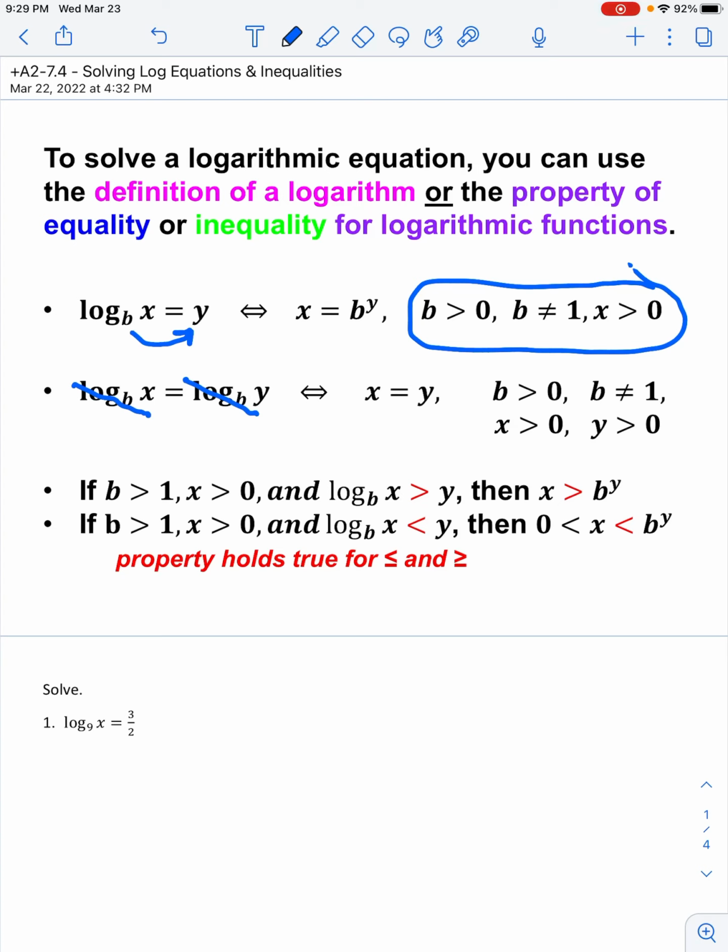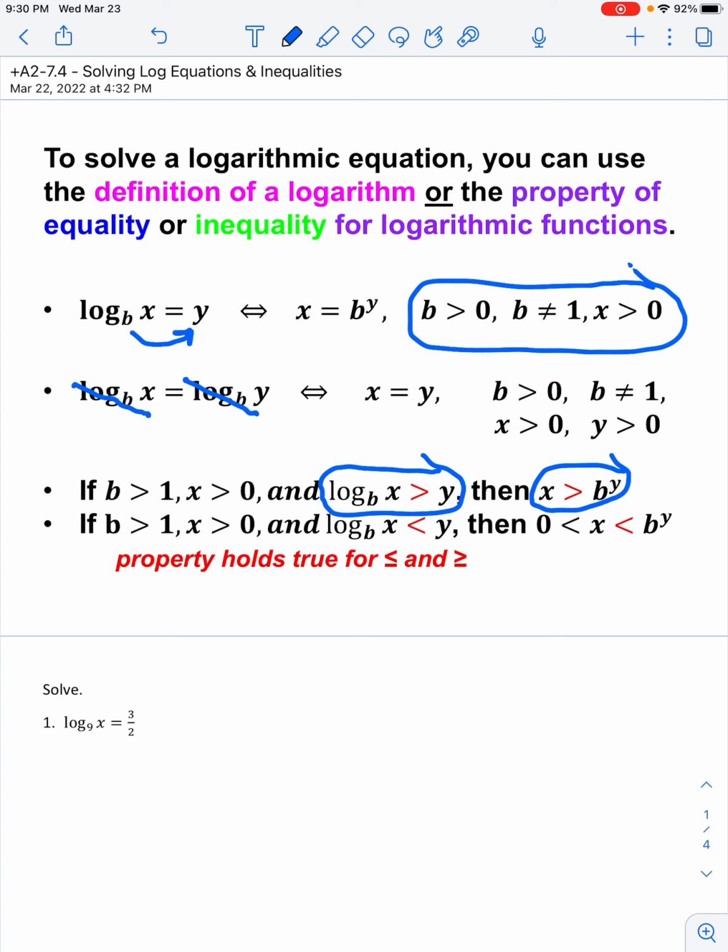Then we get to bullets 3 and 4. In bullets 3 and 4, you can see if we have log base b of x is greater than y, right here, then we convert it to exponential form, and we say the argument x is greater than b raised to the y power. The inequality symbol remains the same as long as you write the argument first, and that's really important.